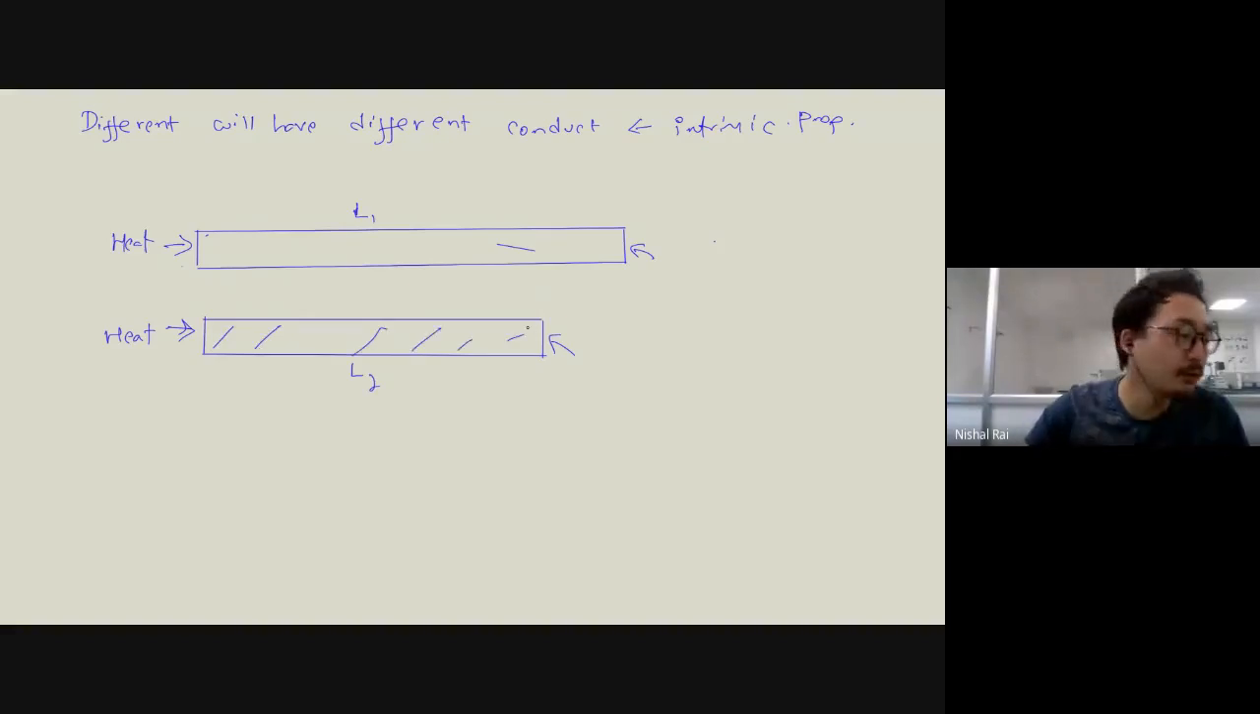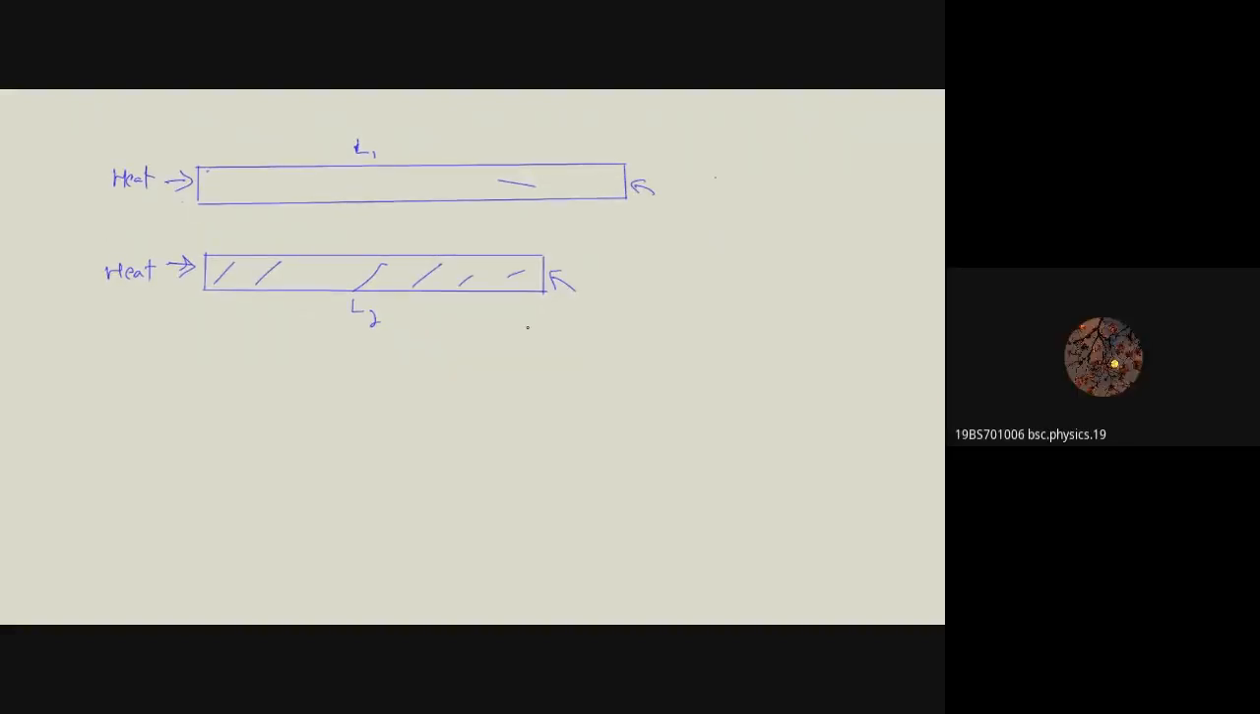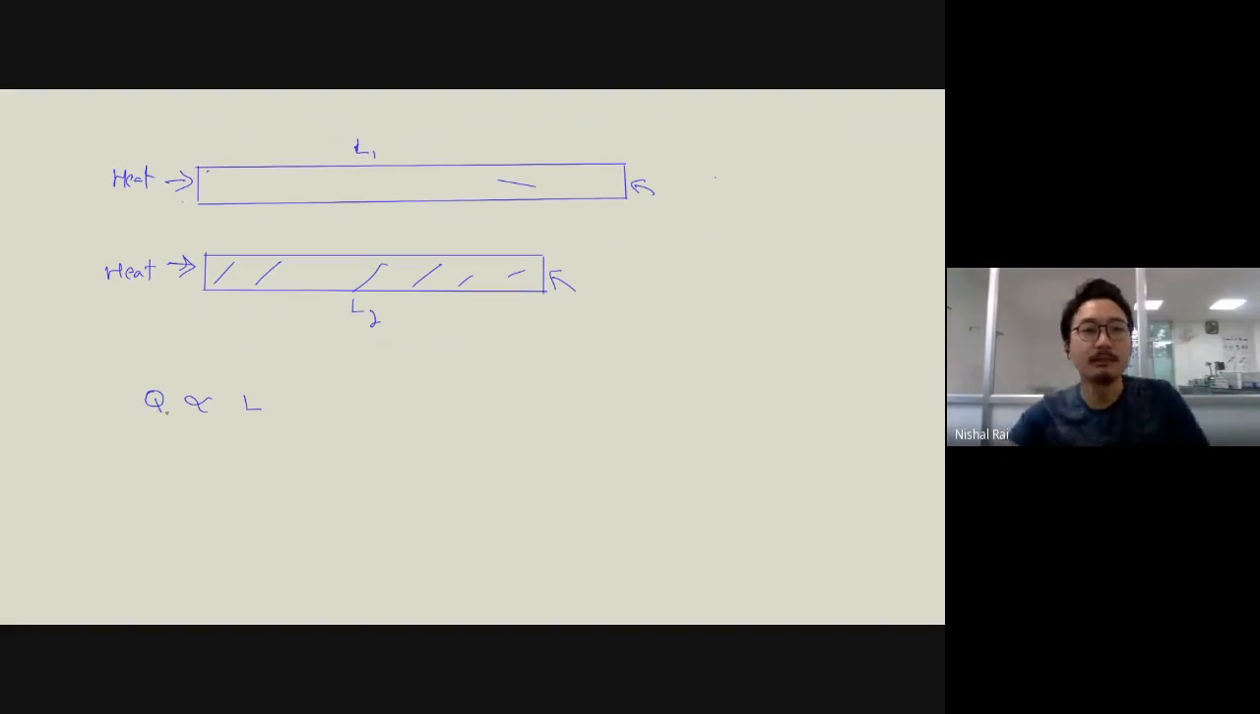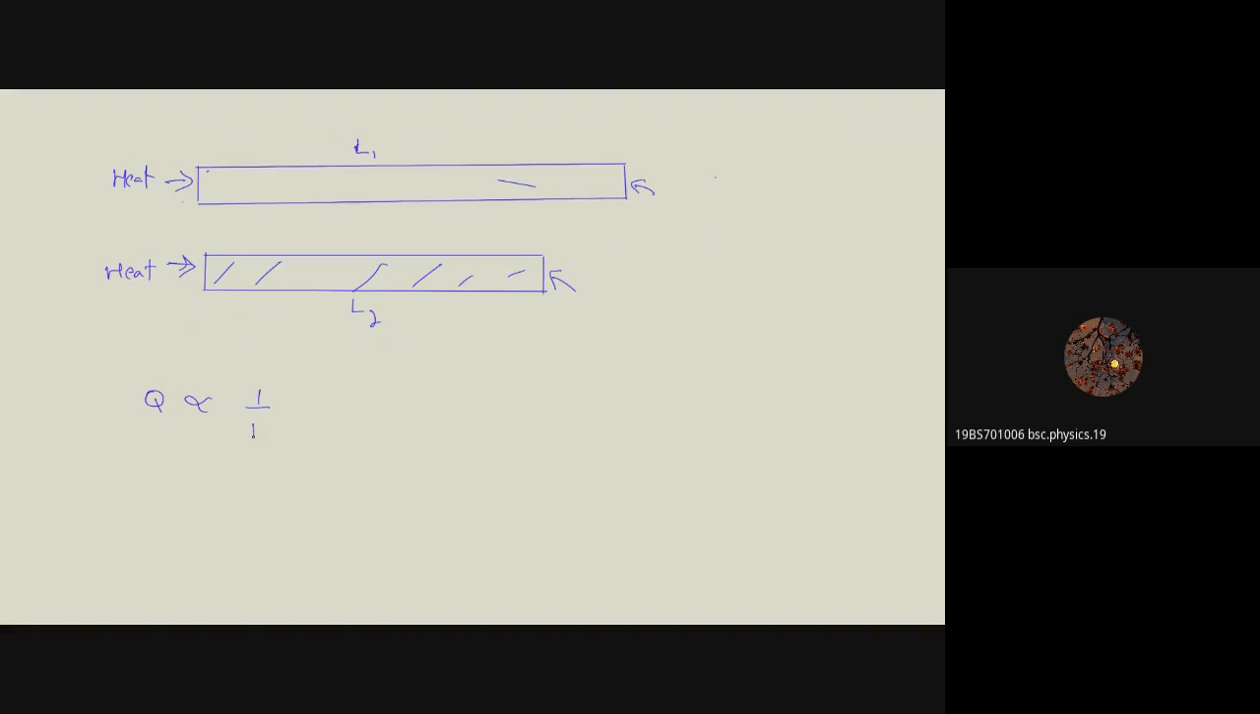So one thing we know is that the flow of heat should be inversely proportional to the length of the bar. Longer bar, slower flow. Is it clear? Inversely. Yes, sir.